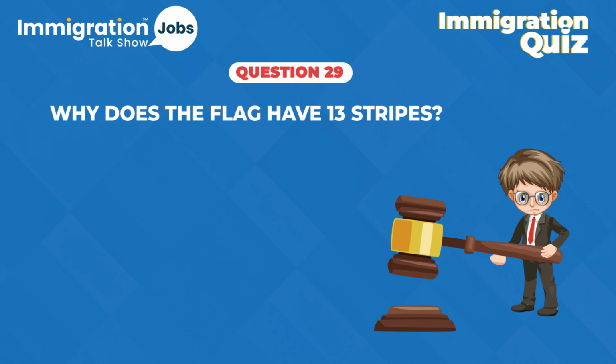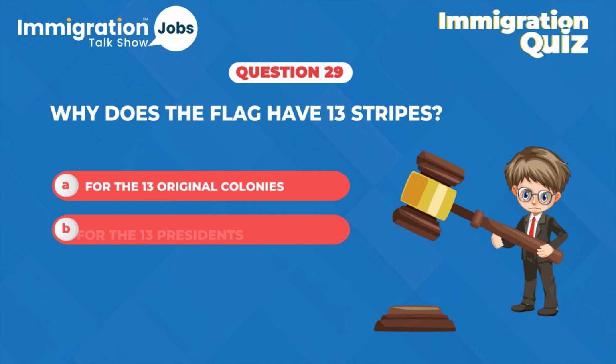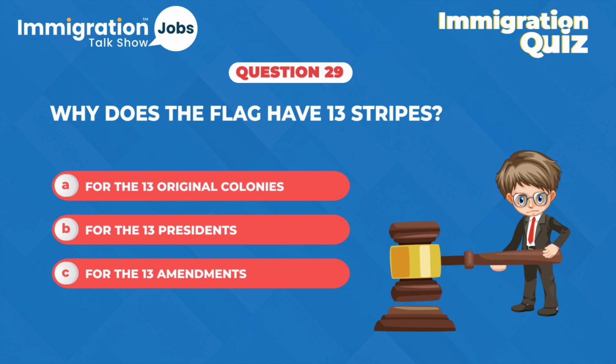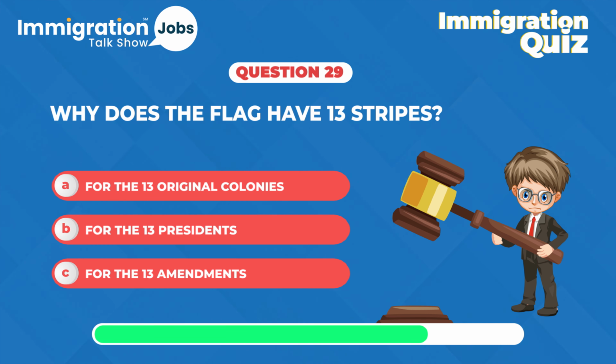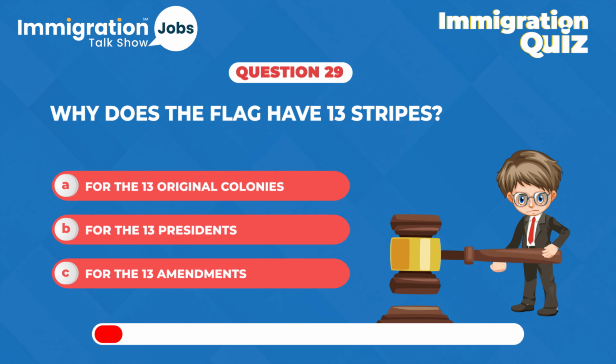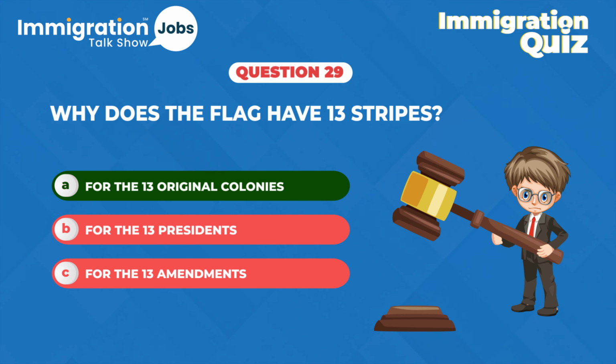Why does the flag have 13 stripes? Option A, for the 13 original colonies. Option B, for the 13 presidents. Or option C, for the 13 amendments. And the correct answer is option A, for the 13 original colonies.